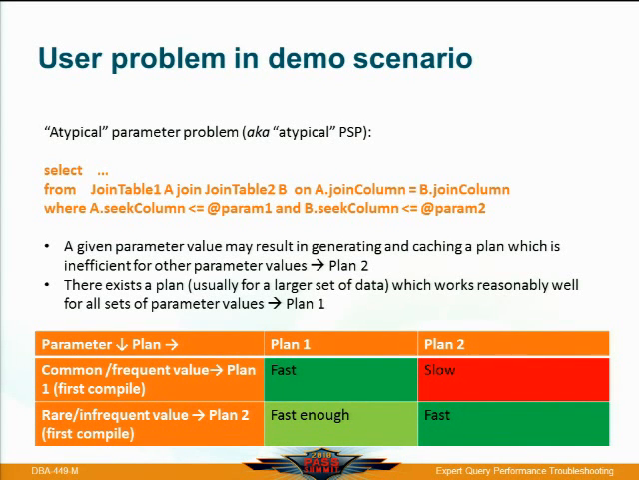So displaying this graphically, if I have a parameter which is in the common part of the table, I'm going to get plan 1, and that plan 1 works relatively well for that particular value itself, as well as for the rest of the parameters. That's a fast enough part.